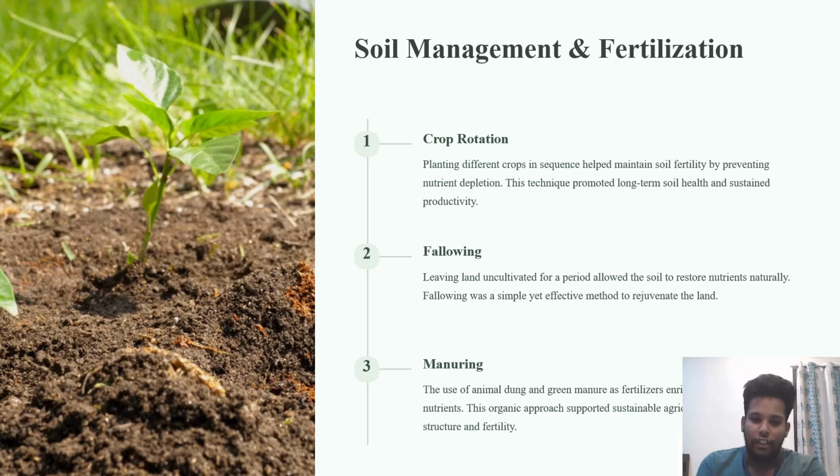Third is manuring. The use of animal dung and green manures as fertilizers enriched the soil with various nutrients. This organic approach supported sustainable agriculture, the organic structure, and also the fertility of the soil.